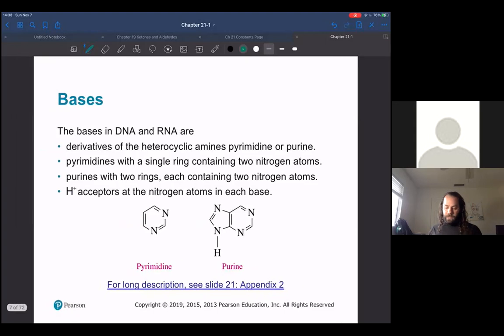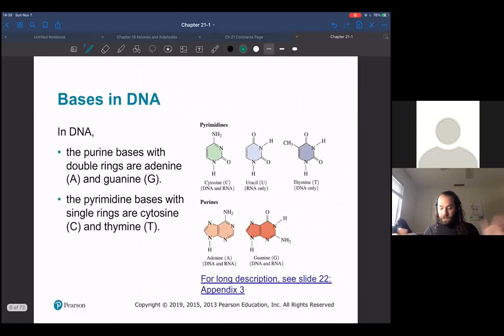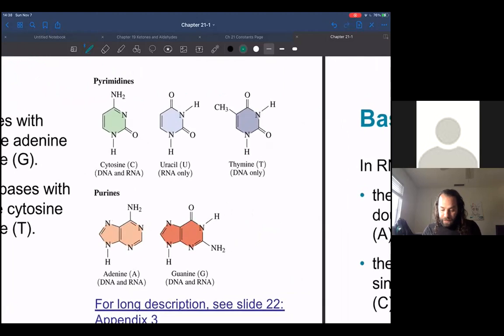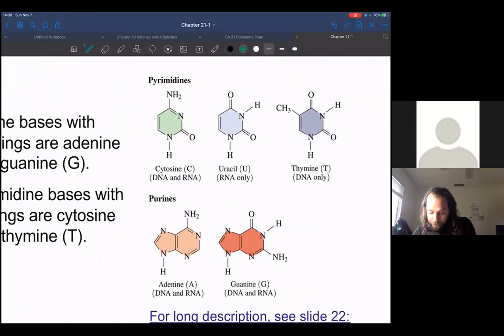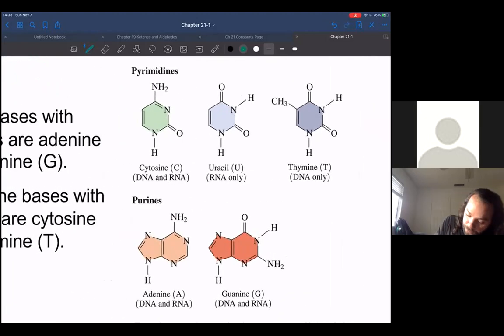So let's just take a look at these real quick. This is our list of all the different bases that exist. The pyrimidine derivatives all have just one six-membered ring. Again, these are heterocyclic amine rings, so they're six-membered rings that contain nitrogens. In this case, there's two nitrogens. And the purines are also heterocyclic amines, but they have a six-membered ring fused to a five-membered ring.